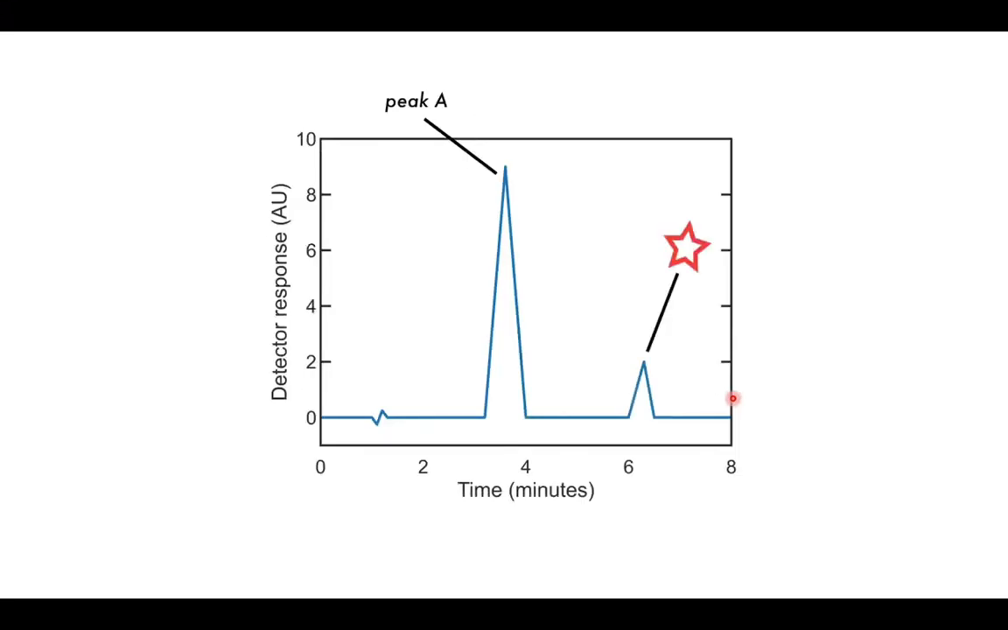So here we can see our two different peaks for our two different analytes. We have an analyte here, which is coming out first, which is our theobromine. It's labeled peak A or theobromine. And then we have here our caffeine, which is this star. So this comes out some 2 or 3 minutes after the theobromine.